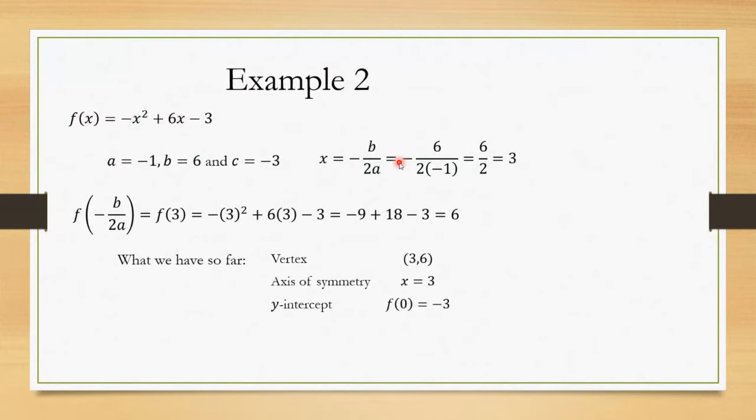So we have f of minus b over 2a, right? That's equal to f of 3 in this case. So we're replacing x by 3, we're calculating, and doing so, it looks like we get 6. So we have our vertex, right? It's that point. We have the axis of symmetry, right?